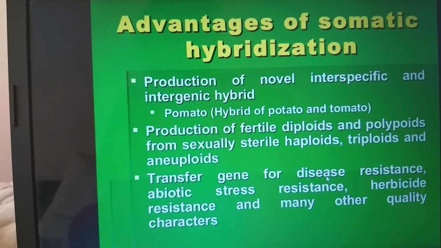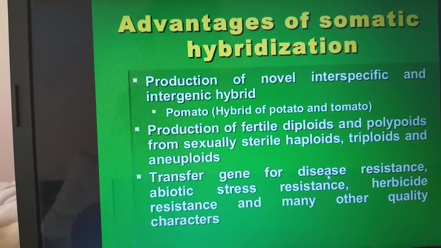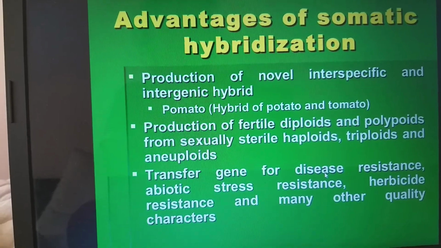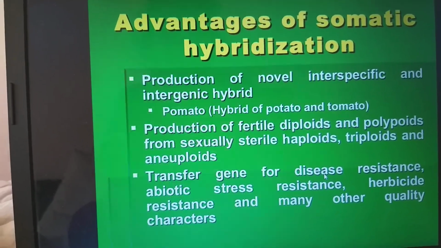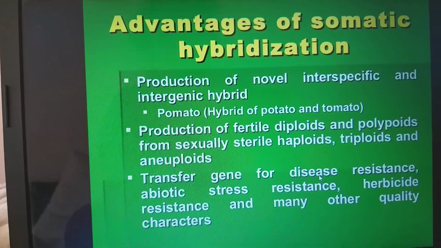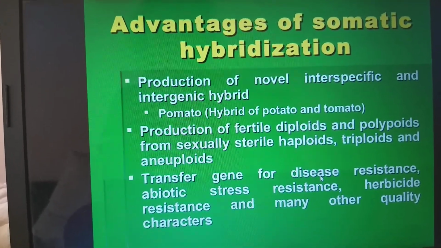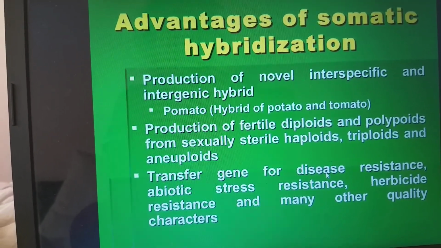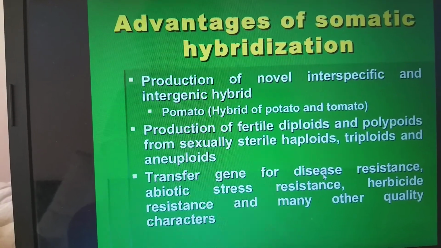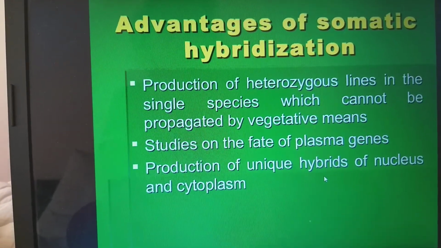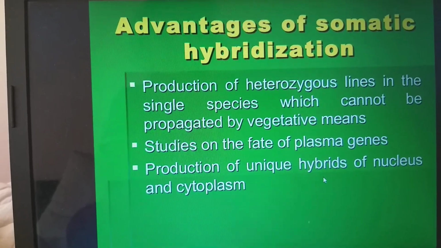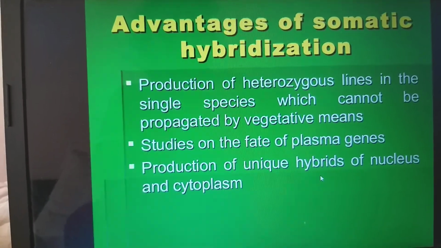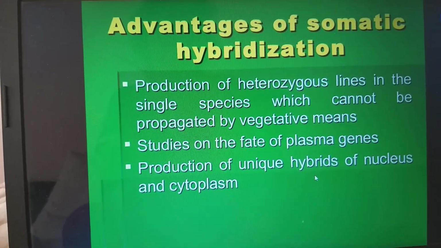Advantages of somatic hybridization: production of novel interspecific and intergeneric hybrids, for example, pomato, a hybrid of potato and tomato. Production of fertile diploids and polyploids from sexually sterile haploids, triploids and aneuploids. Transfer of genes for disease resistance, abiotic stress resistance, herbicide resistance and many other quality characters. Production of heterozygous lines in single species which cannot be propagated by vegetative means. Studies on the fate of plasma genes. Production of unique hybrids of nucleus and cytoplasm.